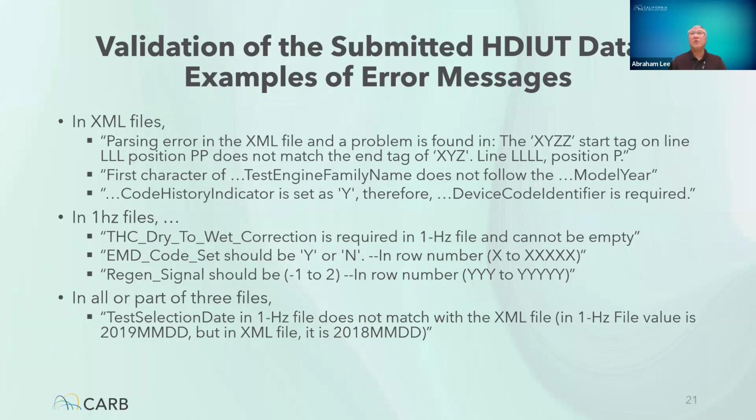Test selection date in the OneWorks file does not match with the XML file. In the OneWorks file, the value is 2019 MMDD, but in the XML file, it is 2018 MMDD. So there is a mismatch between the XML file and the OneWorks file of the test selection date by one number. Instead of 2019, if you put 2018 in the XML, the system will catch it and give the error message.